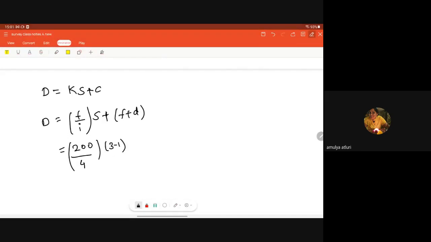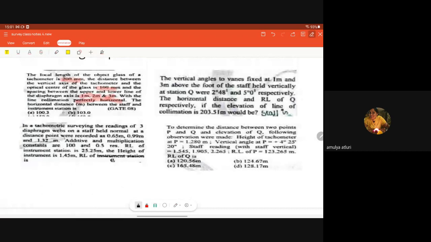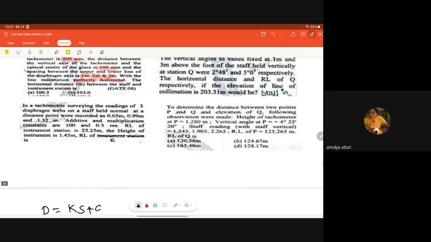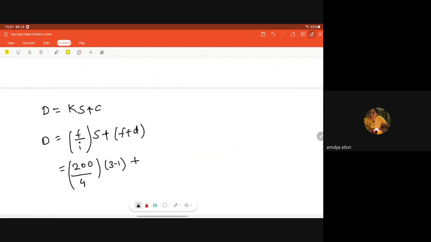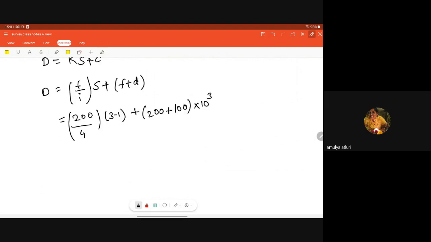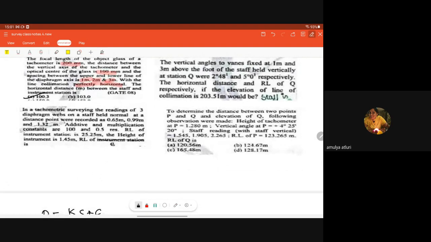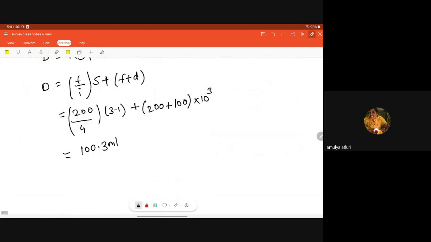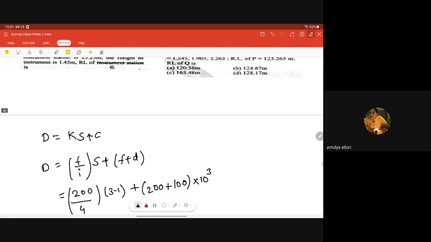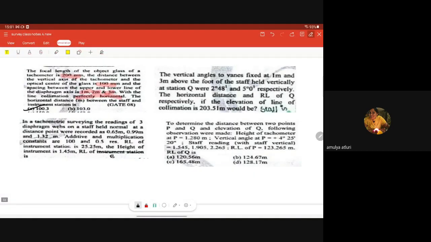And how do we calculate S? It is given the diaphragm axis is at 1, 2 and 3. It is nothing but the difference of these 2. So I have written 3 minus 1 plus difference of 2 levels. Focal length is 200 and the distance is 100 mm, so I am converting it into meters. Okay. So what is your value? It is nothing but 100.3, so 100.3 meters. Got it? I guess you understand this.